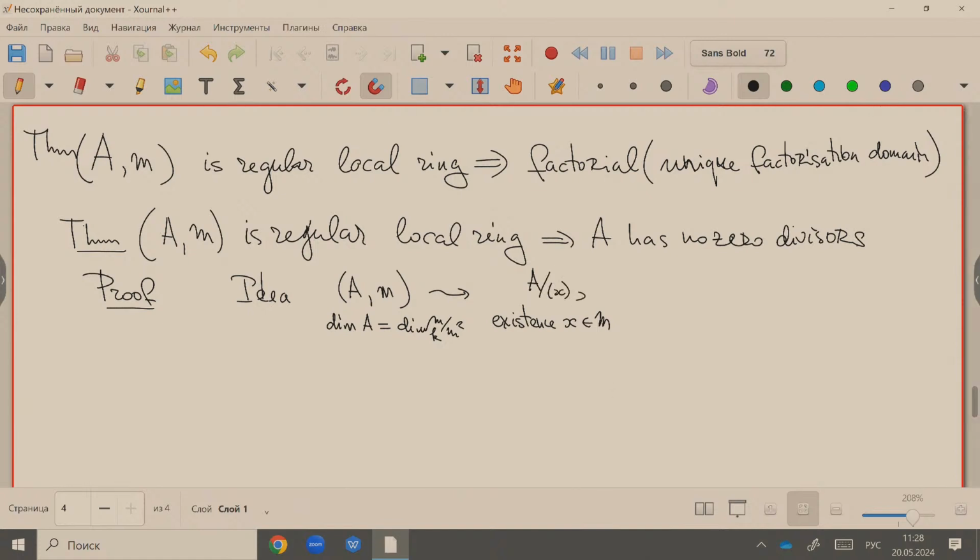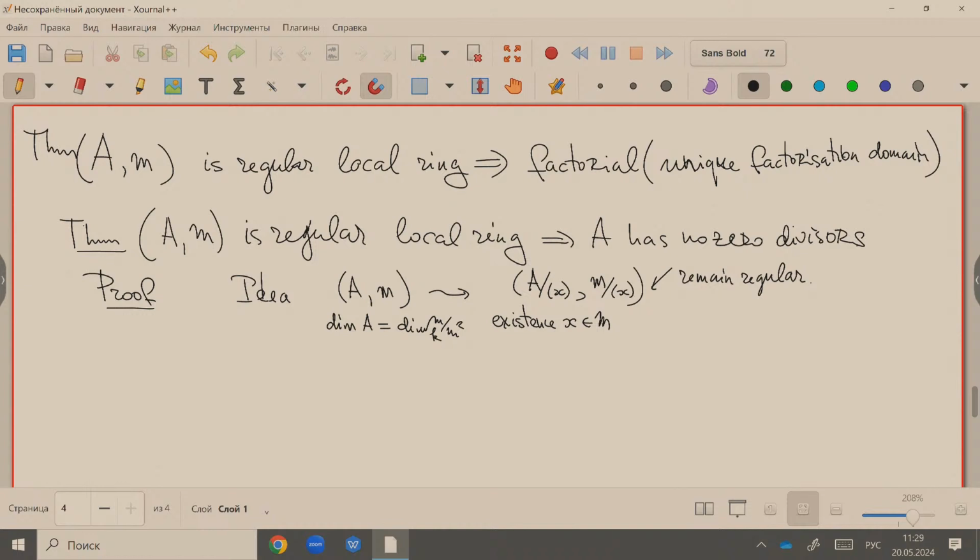the quotient of this maximal ideal modulo a principal ideal, and this will also be a local ring. But I claim that this choice can be made in a way that this ring remains regular, and this will allow us to proceed by induction.